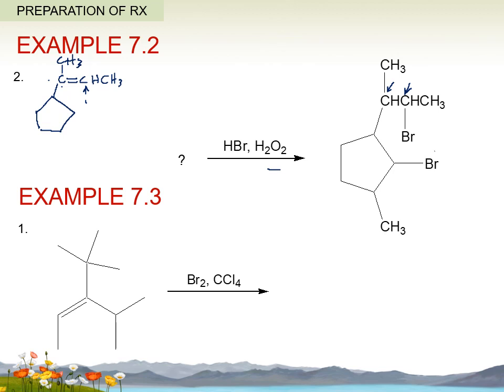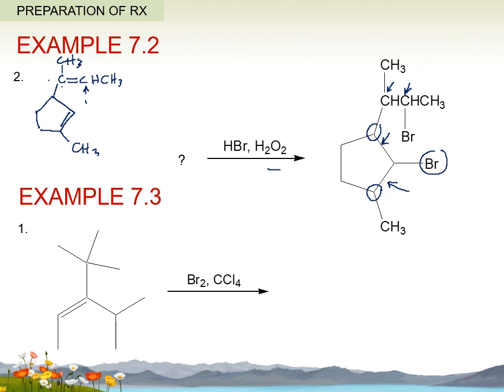Now we have another bromine over here. We can create a double bond whether here or here because both of these carbons have the same amount of hydrogen. So I choose to put the double bond over here. So this is your reactant for question number 2, example 7.2.